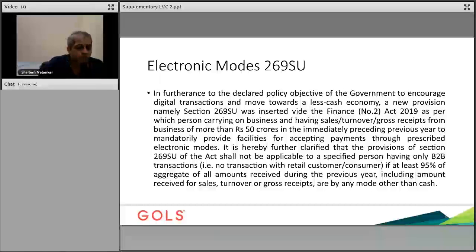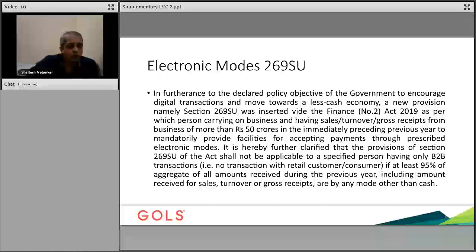The turnover is 49 crores. Is 269SU applicable? Yes or no? No, exactly. Because above 50 crores only this particular section is applicable. Below that it is not applicable. Another example. The turnover is 75 crores. So you are now covered by section 269SU. XYZ Limited, the turnover is 75 crores. So you are covered by 269SU.